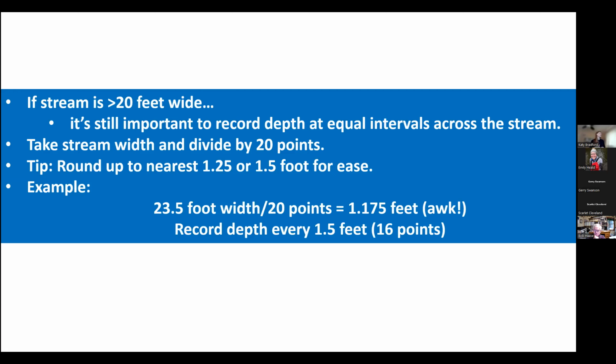So for example, if you have a stream that is 23.5 feet wide, you're going to divide that by 20, and then you're going to get some really terrible number, most likely like 1.175 feet. To avoid making errors, I suggest rounding that up to the nearest 1.25 feet or 1.5 feet. Make it easy on yourself. And so if I round up to 1.5 feet, that would give me 16 measurement points.